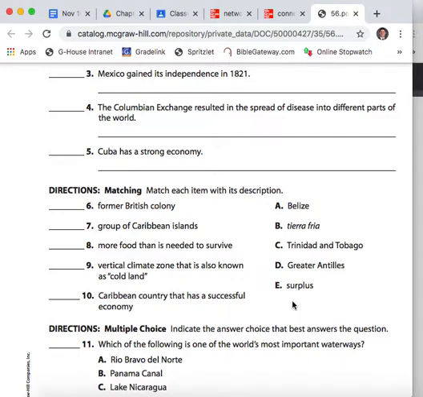Number 9 is B. 10, the Caribbean country that has a successful economy, that is Trinidad and Tobago. Why does that have a successful economy? Because it has oil and natural gas resources, and it's really close neighbors with Brazil and Venezuela that have appetites for those types of exports that they have. So there's good relations with those countries that are larger, that have that need, and they obviously have that energy resource, which is highly valuable to their economy.